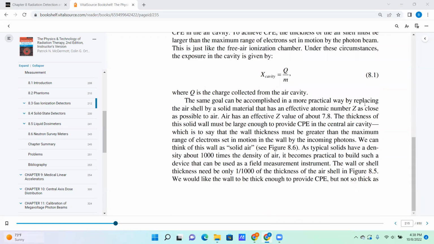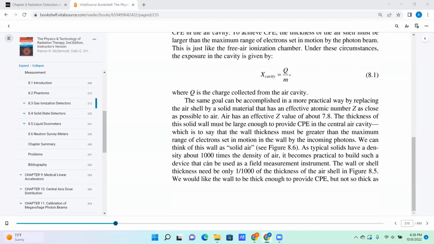The same goal can be accomplished in a more practical way by replacing the air shell by a solid material that has an effective atomic number Z as close as possible to air. Air has an effective Z value of about 7.8. The thickness of this solid wall must be large enough to provide CPE in the central air cavity, which is to say that the wall thickness must be greater than the maximum range of electrons set in motion in the wall by the incoming photons. We can think of this wall as solid air.